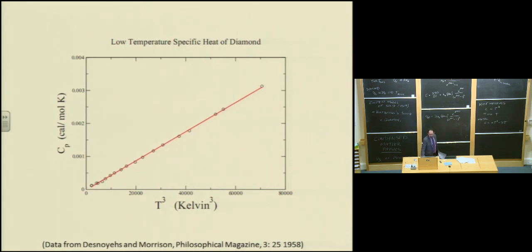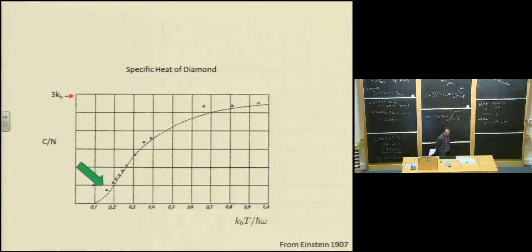So even way back then, Einstein, I think, was aware that there was a problem with his theory because it did not predict T cubed. It predicted exponentially small heat capacity at low temperature. And this is where the field stood in 1907.